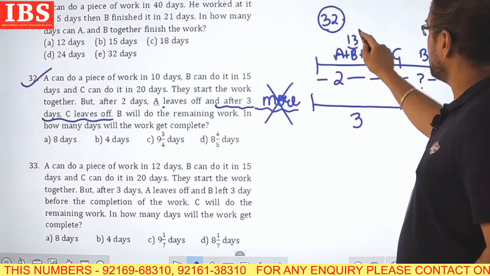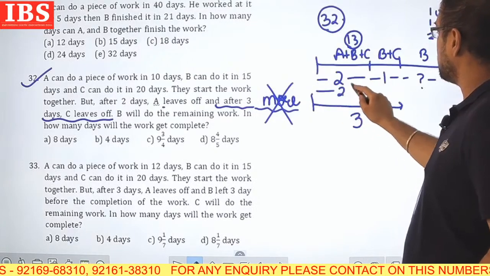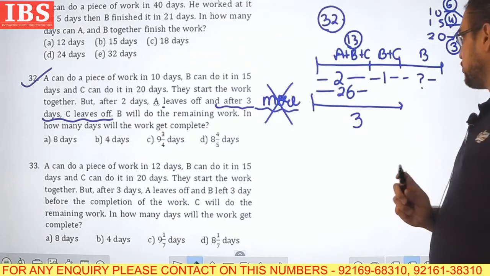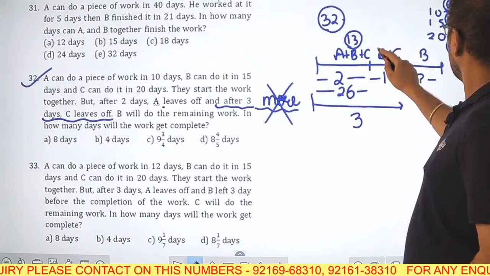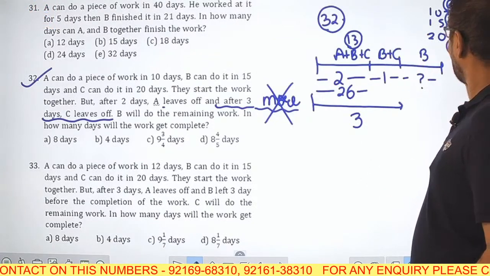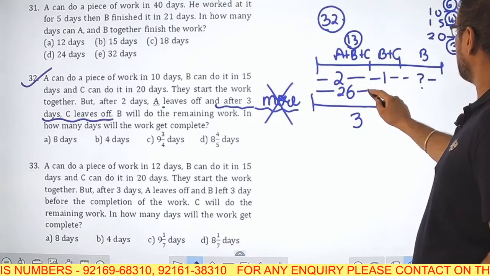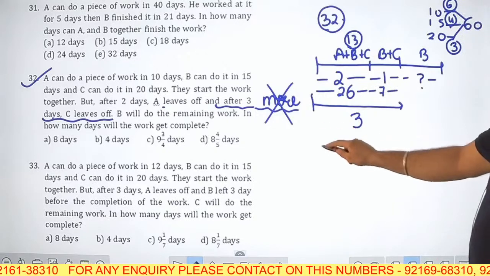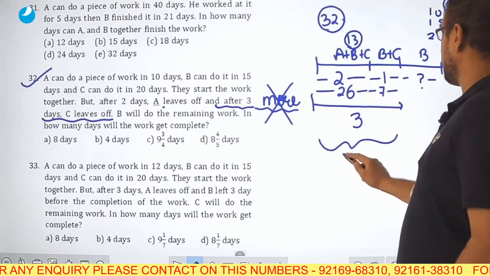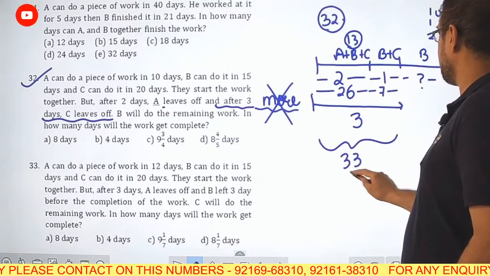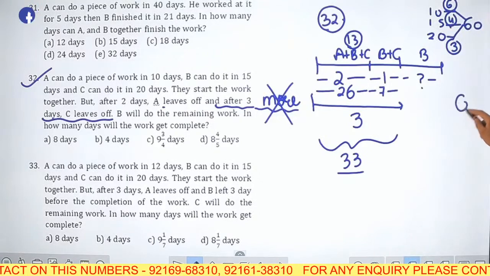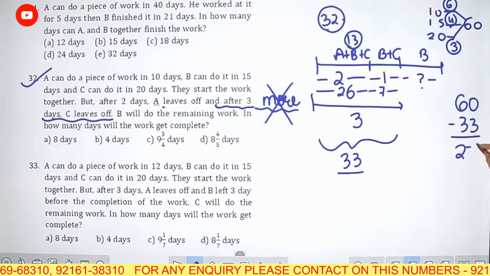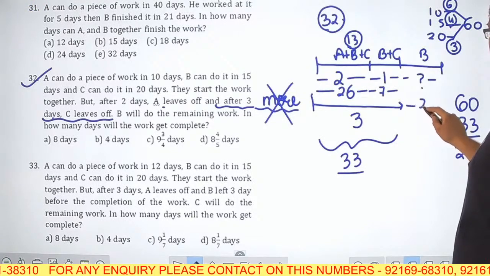13 into 2, that is 26 work is done from here to here. And 1 day more by B and C, 4 and 3, that is 7. 7 into 1 is 7 work is done here. So total till here 3 days, 26 plus 7, that is 33 work is done. So out of 60, 33 is done. So 60 minus 33 is 27. So 27 work will be done by B alone.